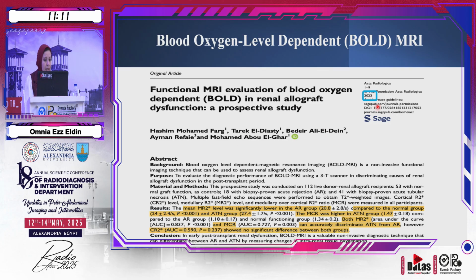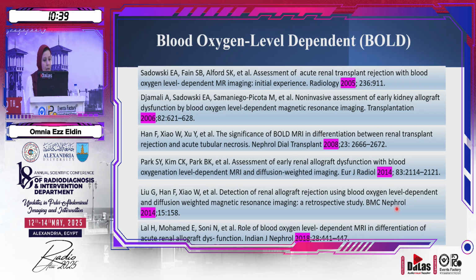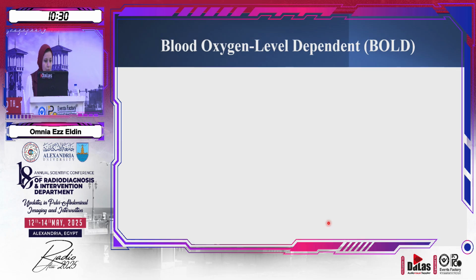This is a recent study in 2023 at Mansoura. It studied BOLD in renal graft dysfunction, and also showed the mean medullary R2 star was significantly lower in acute rejection compared to ATN and normal grafts. And to discriminate between ATN and AR, the medullary R2 star was the best, giving the best sensitivity for discrimination. A lot of studies, from older to more recent, showed the same regarding the medullary R2 star.